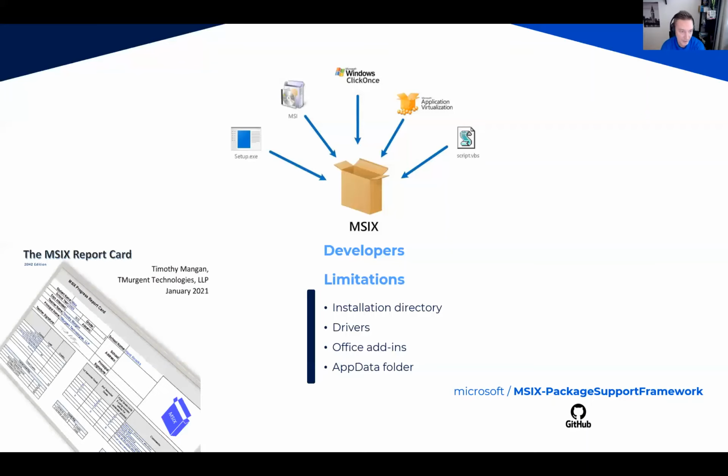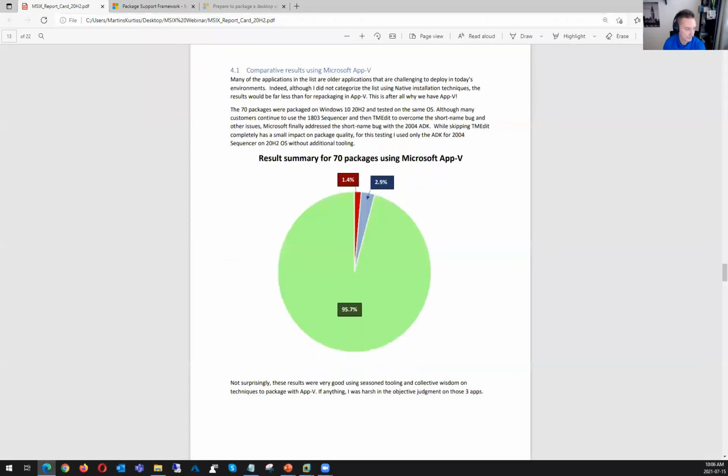And I want to bring up Timothy Mangan's card. He does this every year. He validates applications for compliancy, and I want to show you one slide of it where you can see how he does that and what the percentage of applications compliant with MSIX is. So if you have App-V applications already, as I said, MSIX is as well a kind of virtual container type virtualization. And if you had App-V applications, you have a higher success rate to convert these applications into MSIX.